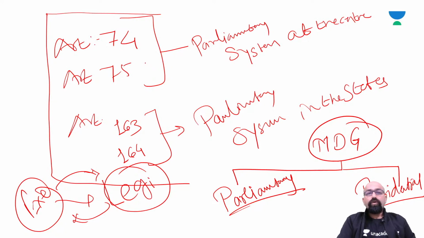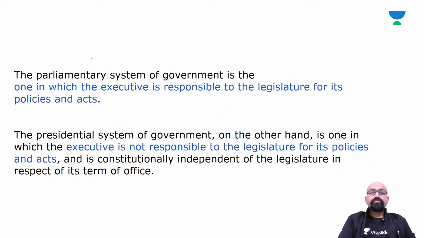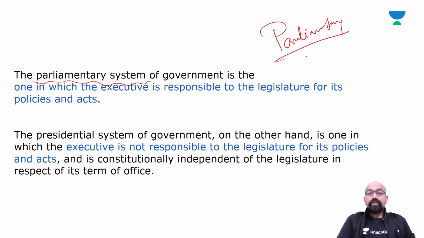Yes guys, now moving on to the next part. In detail, the parliamentary system of government is one in which, as I told you, it concerns the relation between the executive and legislative organs of the government. So in the parliamentary system, the executive is responsible to the legislature for its policies and acts.